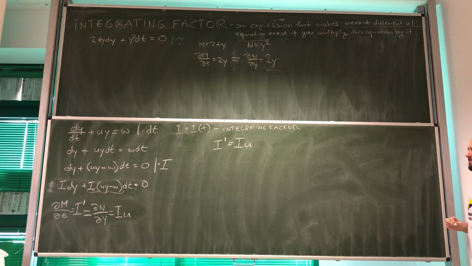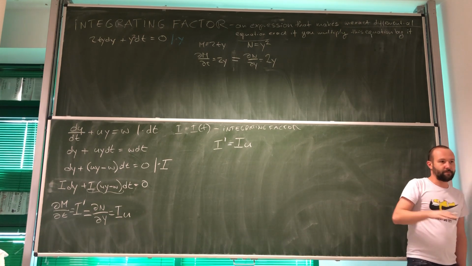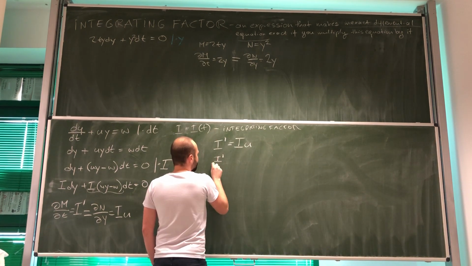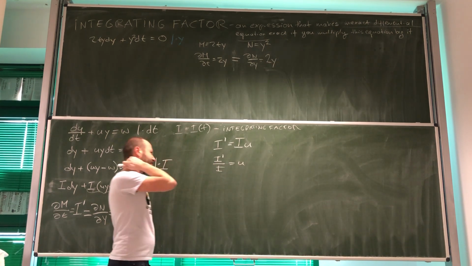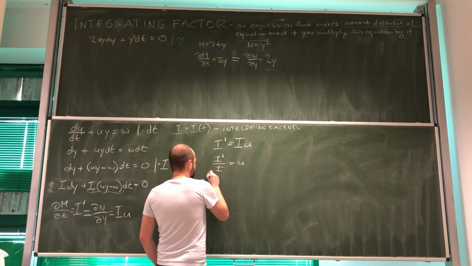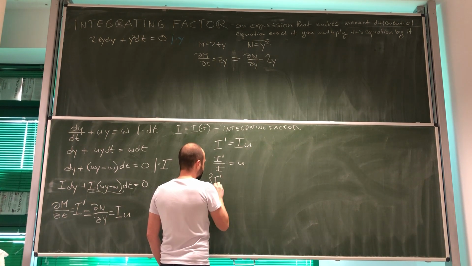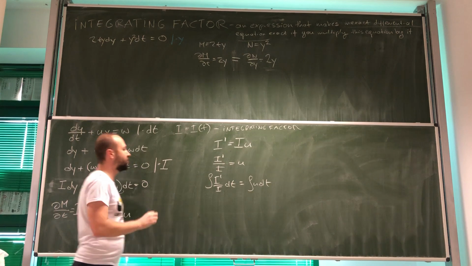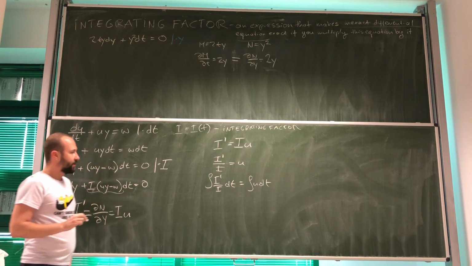Okay, maybe you've seen it somewhere? I hope. Maybe not at this moment, but probably once I start working with this expression, we will get where we have seen it. So what I'm going to do right now is rewrite it a little differently. What do we have here? I prime over I equals u. Maybe now. How about if I integrate both sides with respect to t? Of course, we remember that u is some function of time, so this is it.